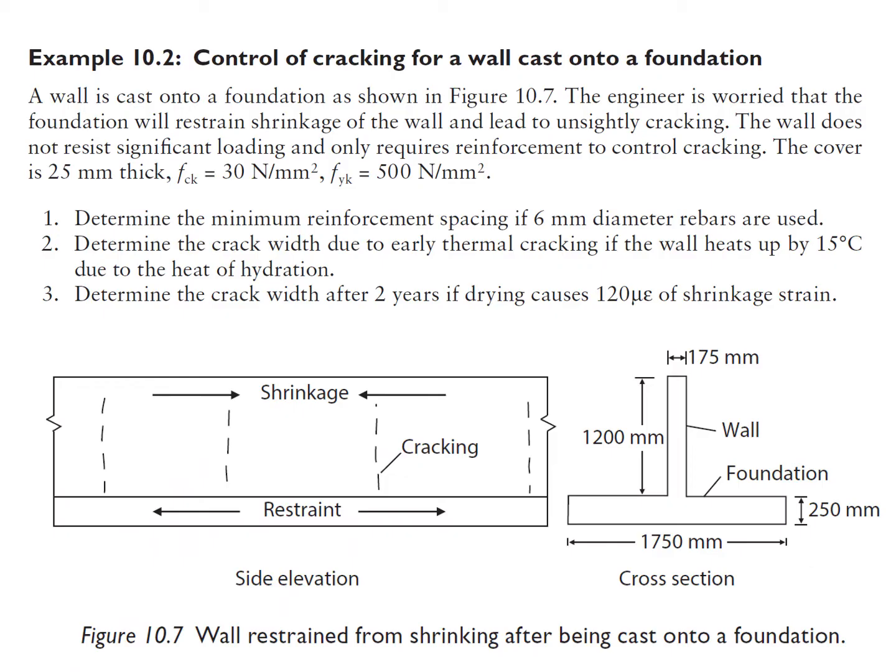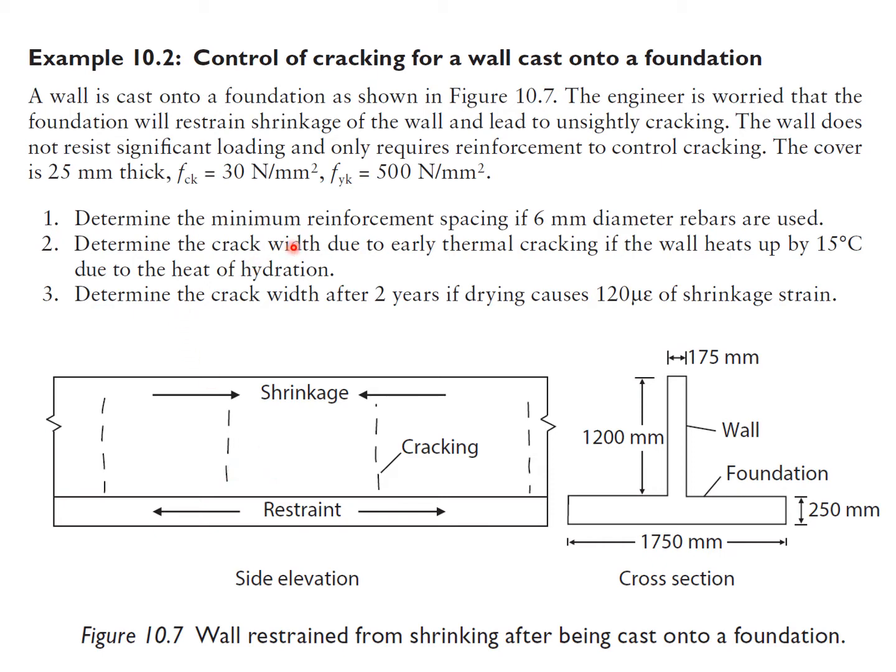In this worked example, we're going to look at a slab that is cast first, followed by a wall that's cast on top of it. So you can see here, this is the slab, and then we've got a wall that's cast onto the slab. And the wall, when it is cast, is going to heat up slightly due to heat of hydration. It's going to heat up by 15 degrees Celsius. And then it's going to cool down and it's going to shrink. And the shrinkage is going to cause cracks to develop because the concrete that was cast first is going to push against the shrinkage, forming tensile strains, which will lead to this cracking.